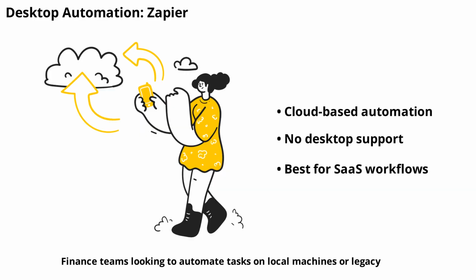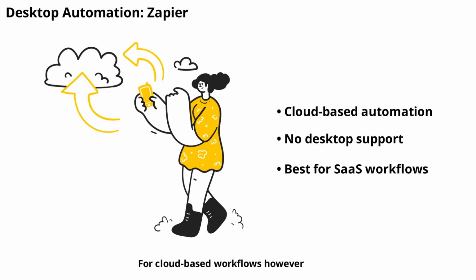Zapier is primarily a cloud-based platform and does not natively support desktop automation. Finance teams looking to automate tasks on local machines or legacy systems may need to use additional tools or consider other platforms. For cloud-based workflows, however, Zapier remains a strong and reliable choice.